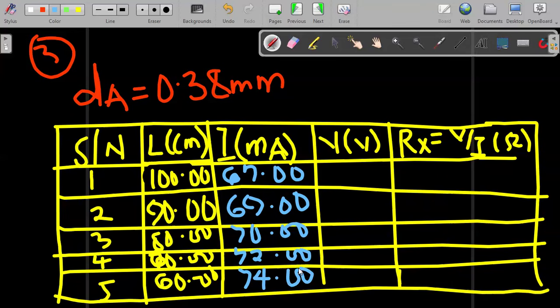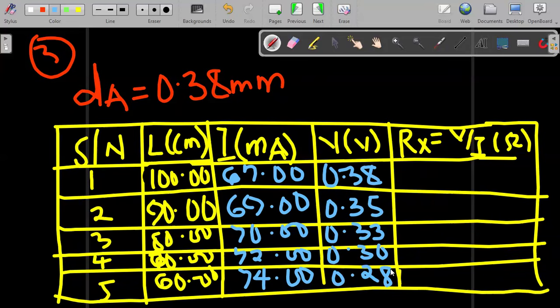Then at the same time, the voltmeter at 100 will read 0.38. The second will read 0.35. The third will read 0.33. The fourth will read 0.30. And the fifth will read 0.28. Then to get your ROX is V divided by I. Okay? Is V divided by I.